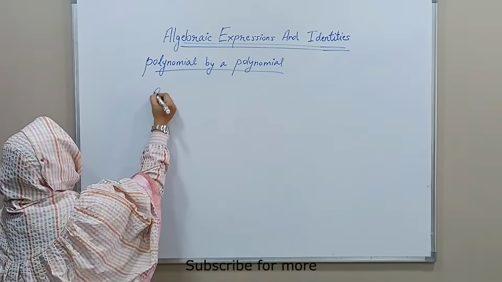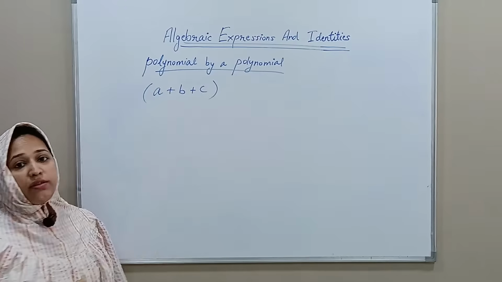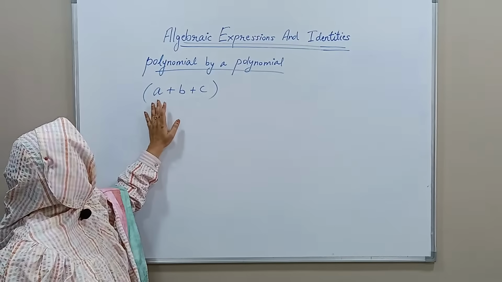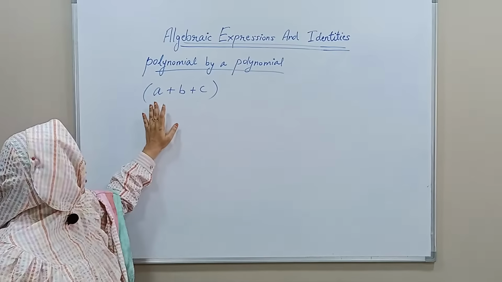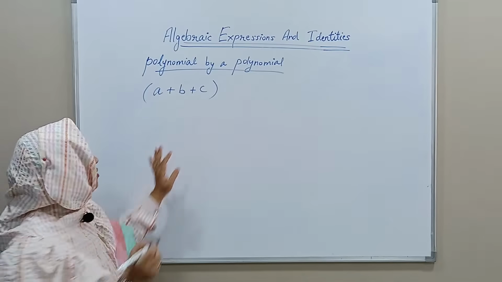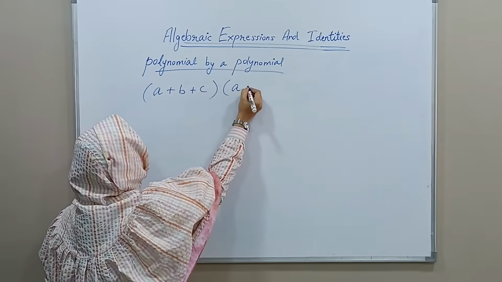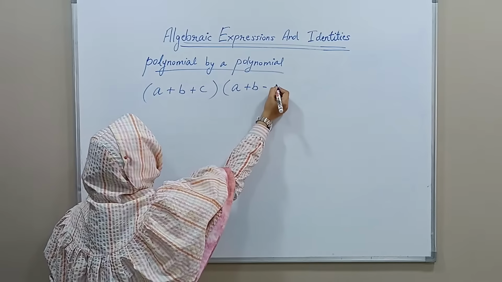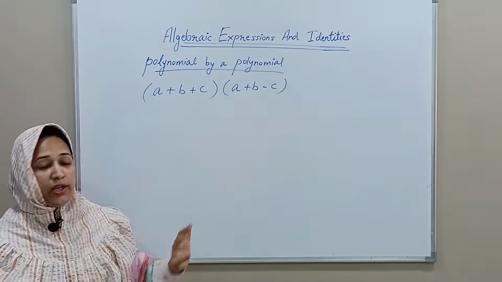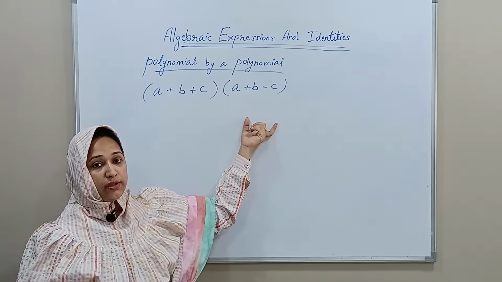So when we say a trinomial, an expression with three terms, a plus b plus c. So a is one term, b is another term, c is another term. So three terms is a trinomial. Now multiplying a trinomial by another trinomial. So say a plus b plus c into a plus b minus c. These are two expressions, two trinomials.